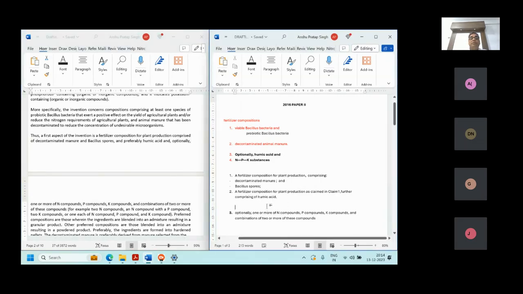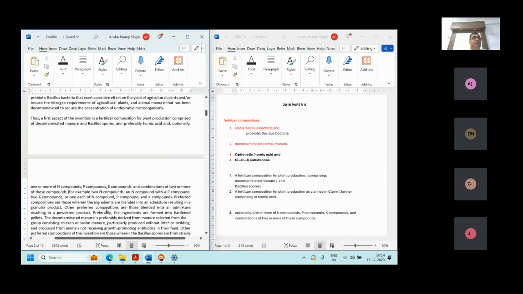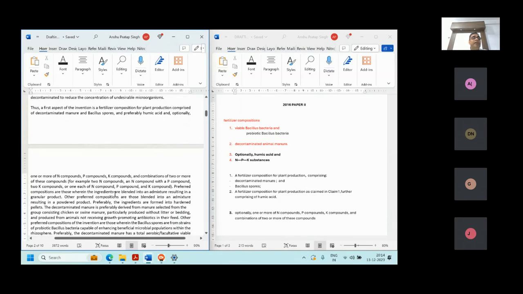Now, see, more or less, you are very close. Now, it says one or more of N compounds, P compounds, or a combination of two or more of these compounds. Okay, let's read further. For example, two N compounds. In this preferred composition, those wherein the ingredients are blended into a mixture, resulting in a granular product. Other preferred compounds are those blended into a mixture, resulting in a powder product.